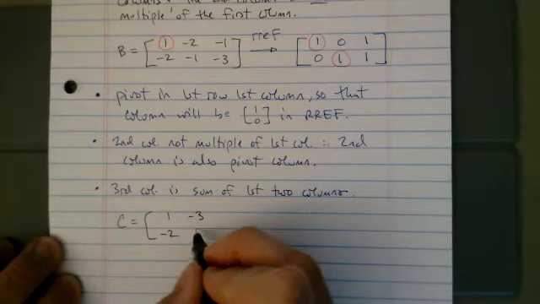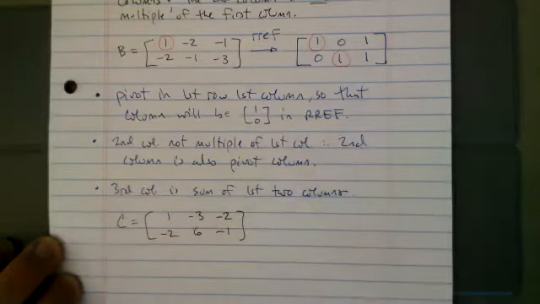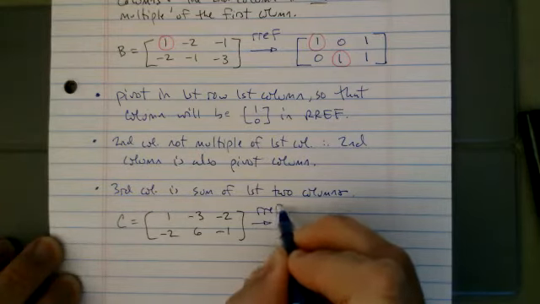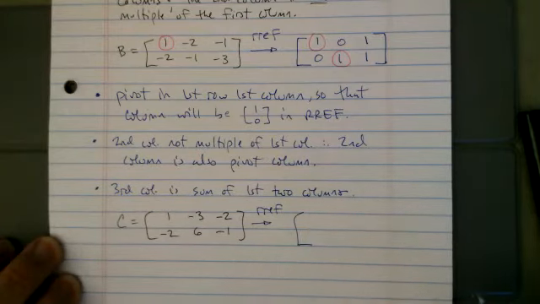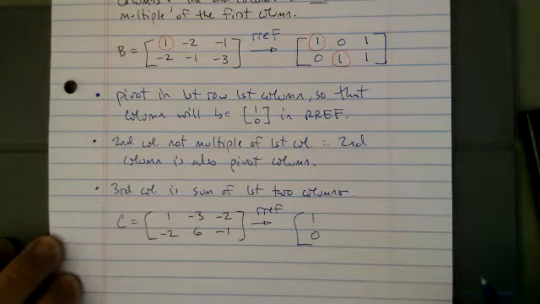Yep, that is correct. I'm going to write a 6. And then the third column is going to be -2, -1 because lazy. What's the reduced echelon form of C going to look like? What's the first column of the reduced echelon form? 1, 0. What's the second column of the reduced echelon form going to look like? -3, 0.